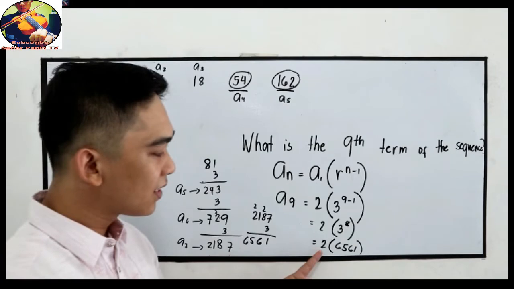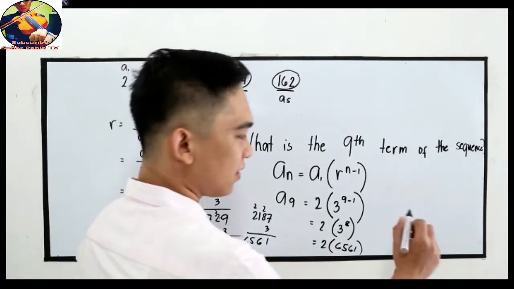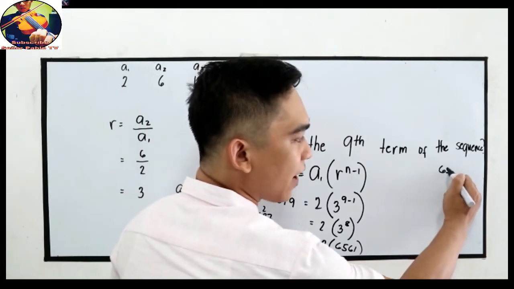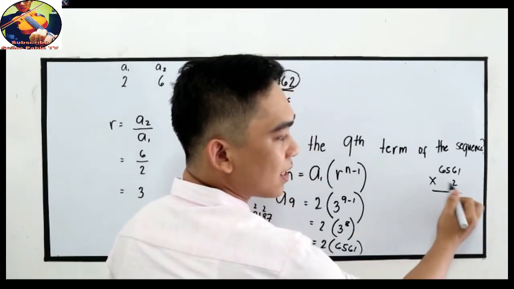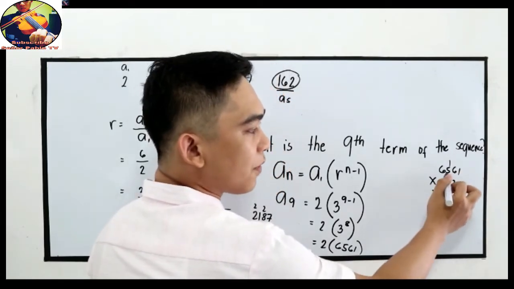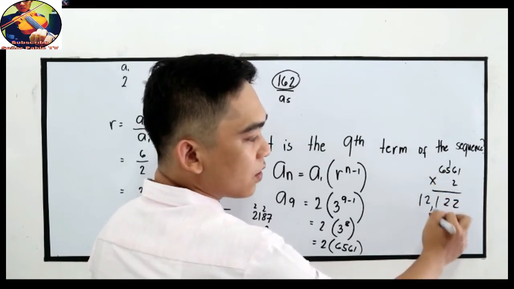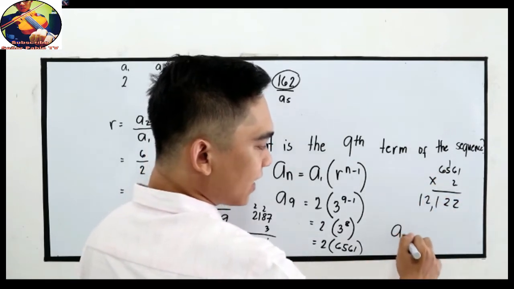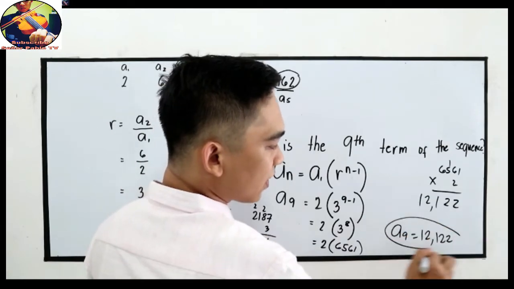Next, 2 times 6, 5, 6, 1. So, multiply natin 6, 5, 6, 1 times 2. So, 2. 6 times 2, 12. Carry 1. 2 times 5, 10 plus 1, 11. 6 times 2, 12. So, our A9 is 13,122. Ayun.